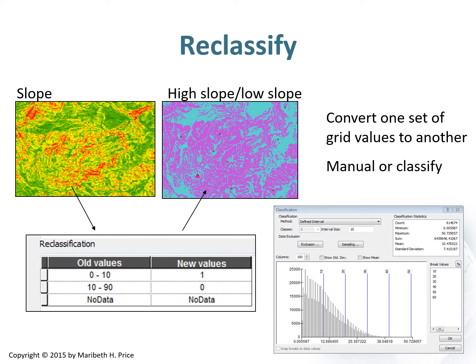You have a lot of means to do this. You can change the classification methods: Jenks natural breaks, defined intervals, equal intervals, quantiles, you name it. You can tell it the number of classes, etc. You can put them in manually even. There's all kinds of flexibility there.